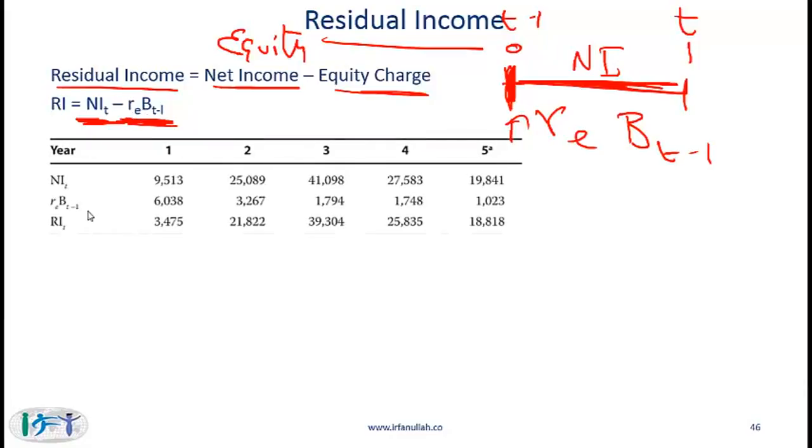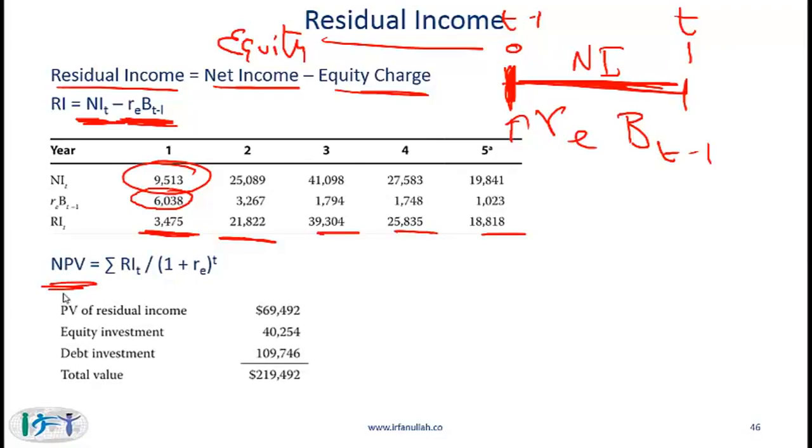Now, this is a simple illustration. In year one, if this is the net income, this is the equity charge, then this is the residual income. The story looks good here because throughout the residual income is positive. How do you find the NPV of this project? You simply take all the residual incomes and discount back at the cost of equity. That is the fundamental point over here.